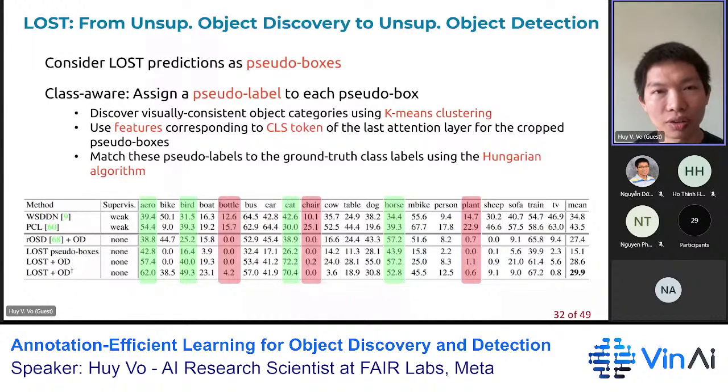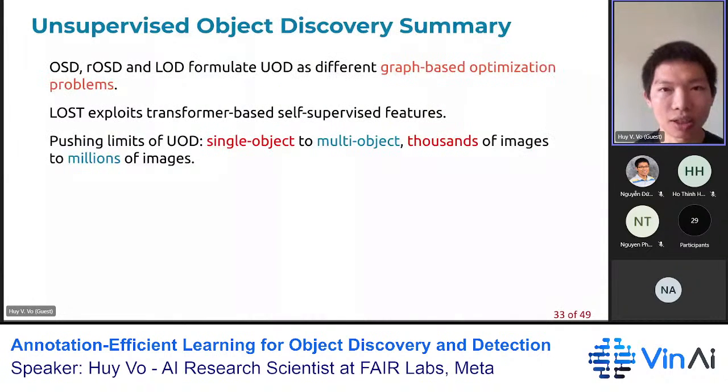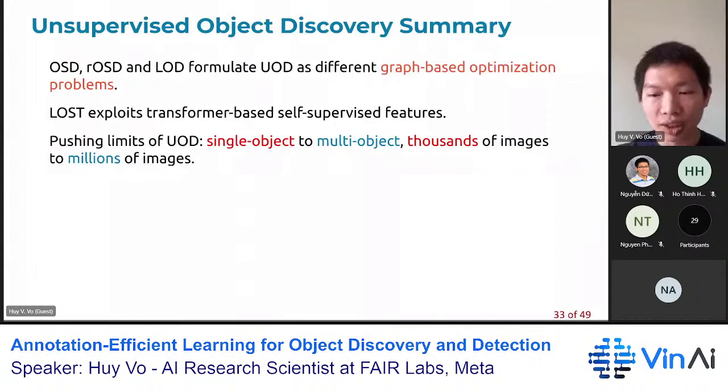So as a quick summary for unsupervised discovery, I've shown that unsupervised discovery can be formulated as different graph-based optimization problems, or it can also be solved with a simple seed growing procedure using self-supervised transformer features. And with this line of work, I push the limit of unsupervised discovery from discovering a single object per image to discovering multiple objects, and from being applicable on small datasets of thousands of images to being able to run on very large datasets of millions of images.